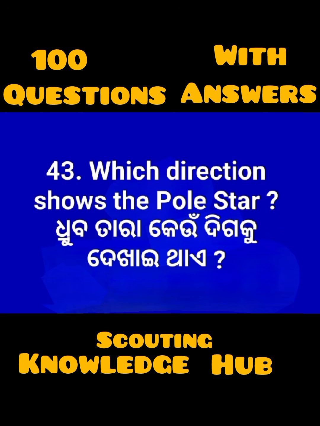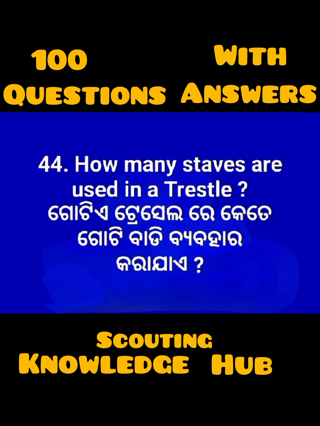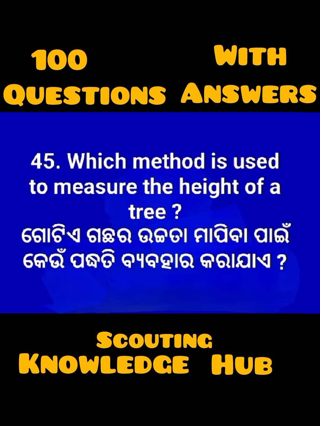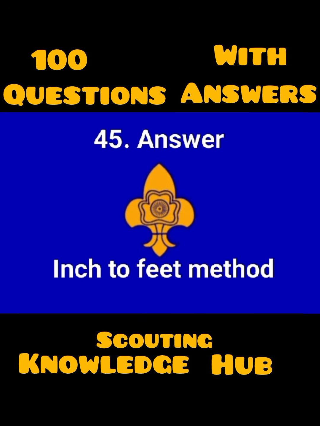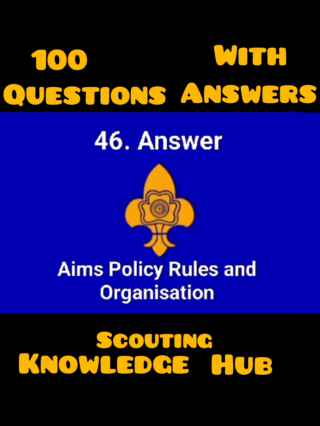Which direction shows the pole star? North. How many staffs are used in a trestle? 6. Which method is used to measure the height of a tree? Inch to feet method. What is the full form of APRO? Aims, Policy, Rules and Organization.